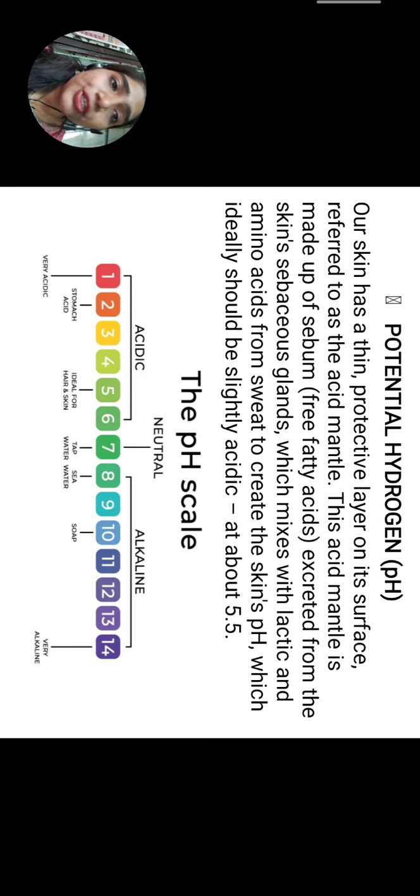So when we use a toner, it helps us to minimize the pore size and balance the pH of the skin, which is 5.5. That is the reason it is compulsory and recommended for both oily and dry skin people to use toners. Again, whenever you're buying the products, it is written on that if it is for an oily skin, a dry skin, or a combination skin.